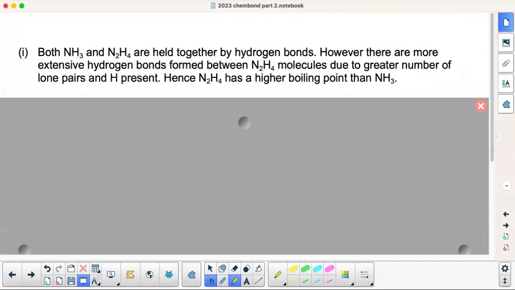Okay, so write this down. Both NH3 and N2H4 are held together by H bonds. However, there are more extensive H bonds between these molecules due to the greater number of lone pairs and H atoms. As there are more lone pairs and more H's, you can form more hydrogen bonds, resulting in a higher boiling point. So we're actually only talking about the extensiveness, not the strength. Strength is the same because both are nitrogen anyway.